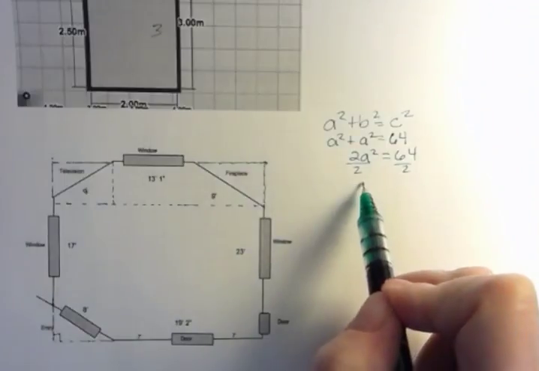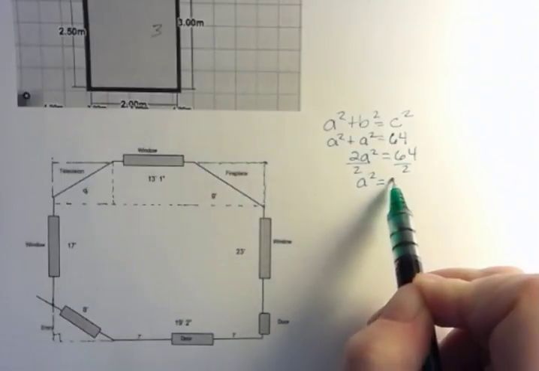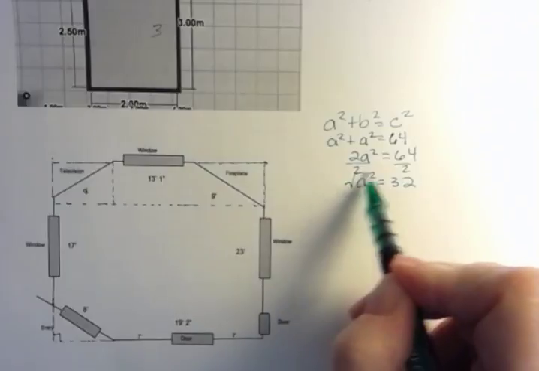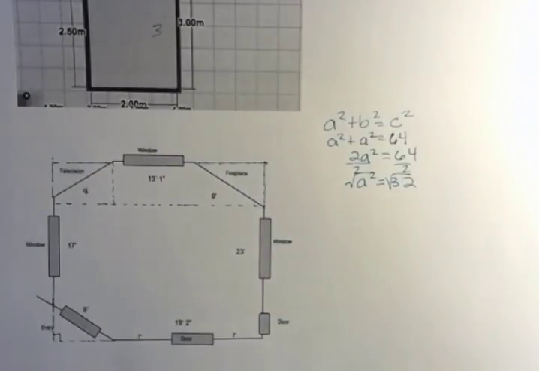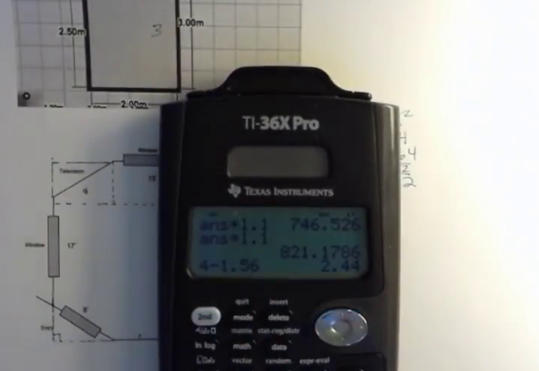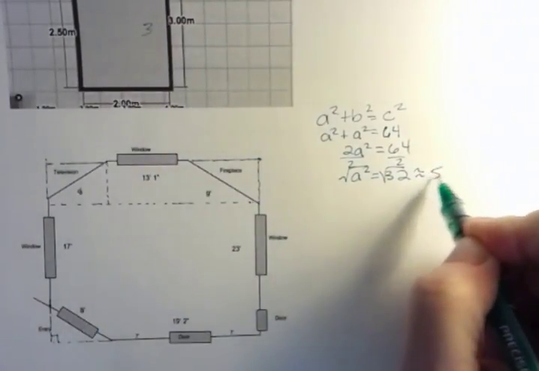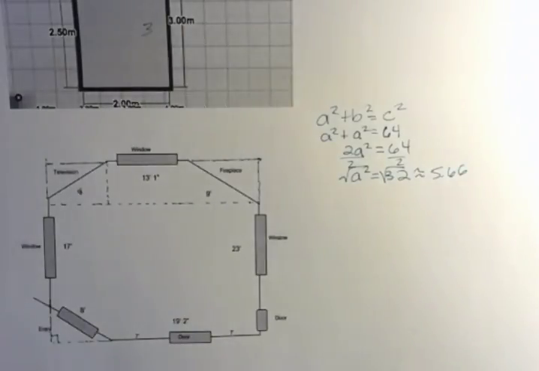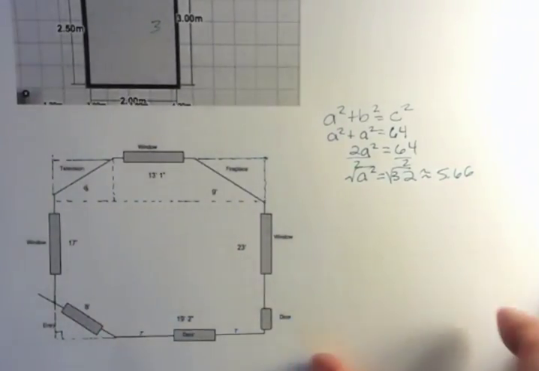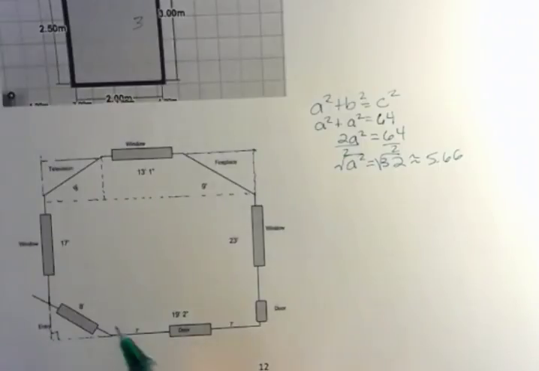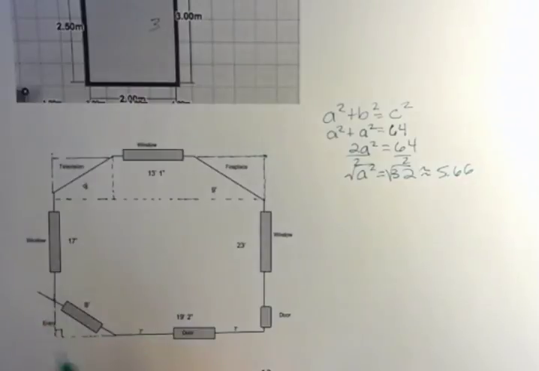Divide both sides by 2, and I said a squared is about 32, and then I took the square root of both of those. Of course I need a calculator to take the square root of 32 because I don't know exactly what that is, and I get 5.66, okay? So it's approximately 5.66. But when I look at this, it doesn't look like they're both the same length. And so I said, I'm estimating here. I'm going to say that one of these is 6 feet long and the other one is 5.